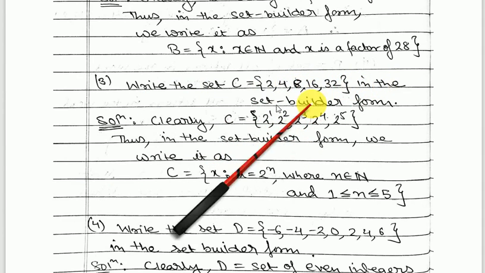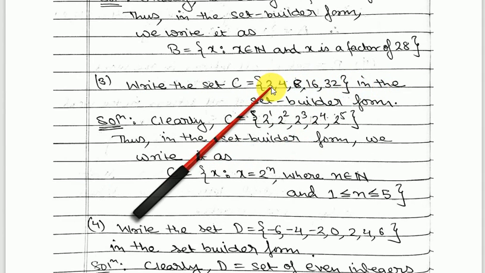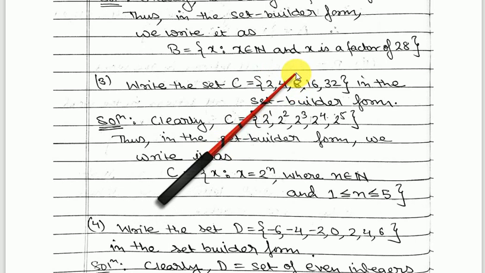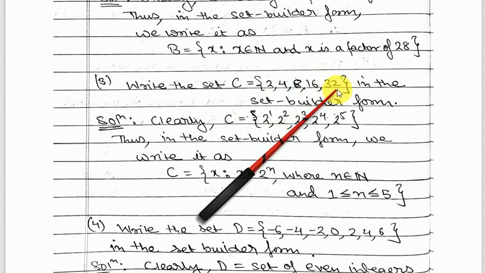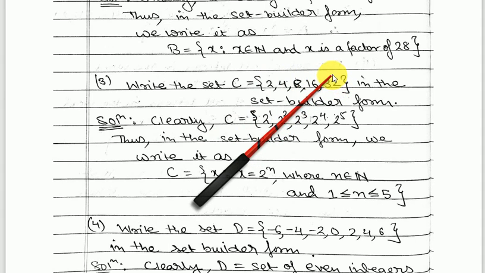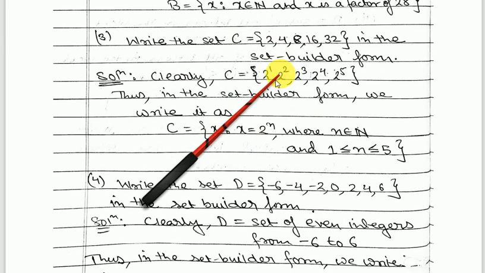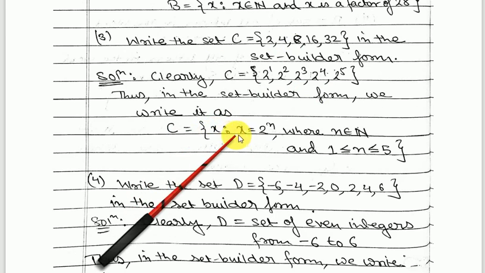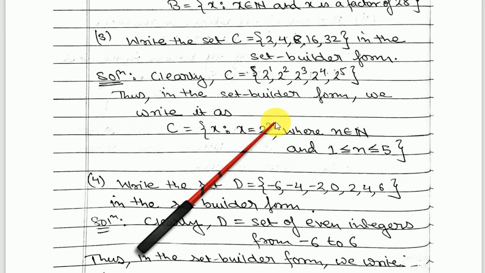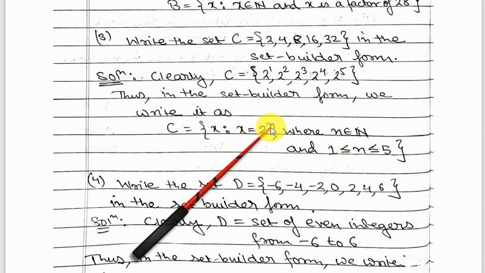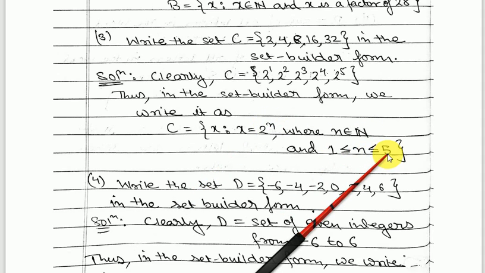Okay, so here if you try to observe, this is 2 to the power 1, this is 2 to the power 2, this is 2 to the power 3, this is 2 to the power 4, this is 2 to the power 5. So this set C in set builder form, we can write it in this manner: x such that x equal to 2 to the power n, where n belongs to natural numbers and n has to be less than or equal to 5.